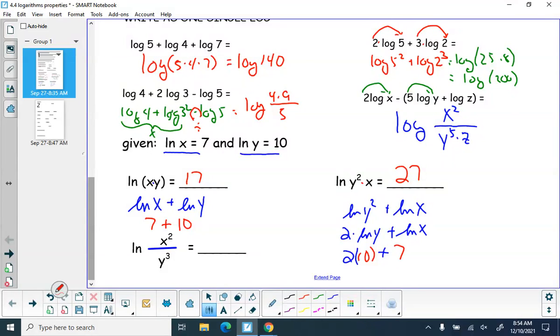Once again, quick and easy ACT questions, if you know your properties.